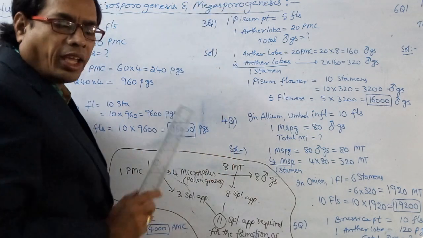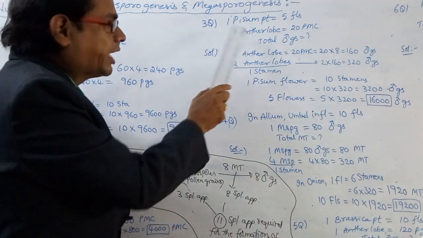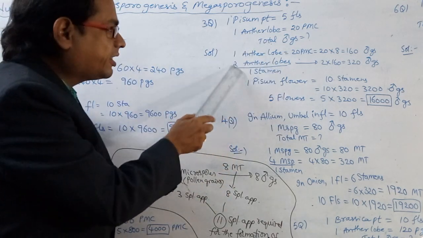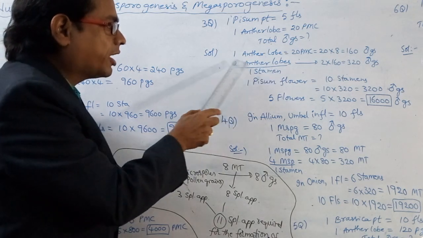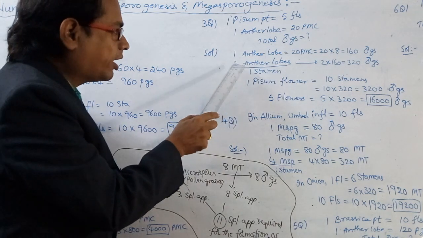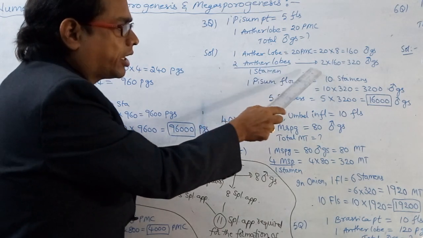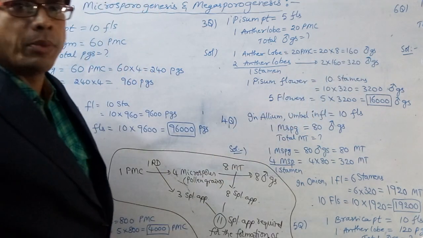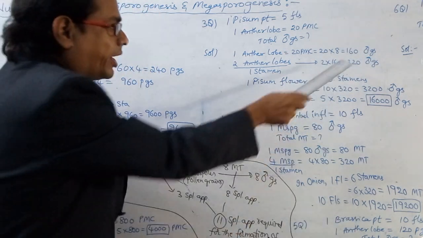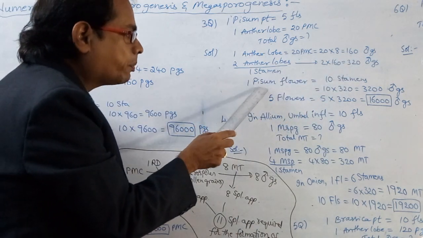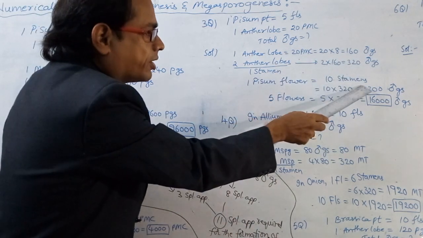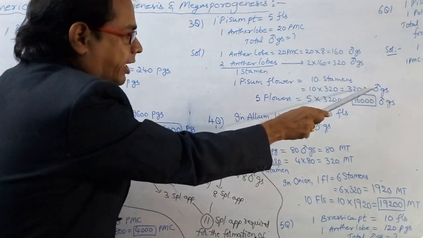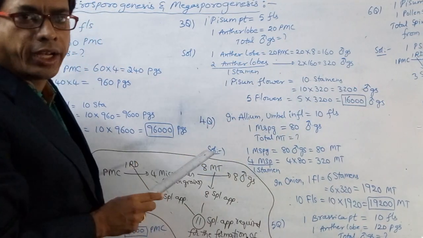So Pisum is dithecous. Here they have not given microsporangium. They have given anther lobe. A dithecous stamen contains 2 anther lobes. That's why 2 anther lobes contain 2 into 160, that is equal to 320 male gametes. 320 male gametes in each stamen. One Pisum flower contains 10 stamens. So that is 10 into 320, that is 3200 male gametes. That is what we calculated for one flower.